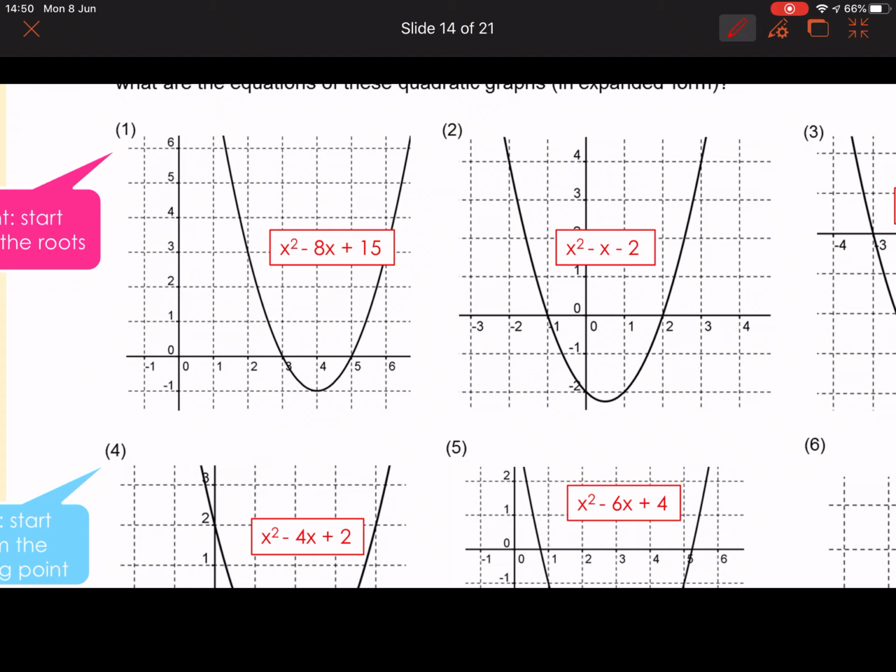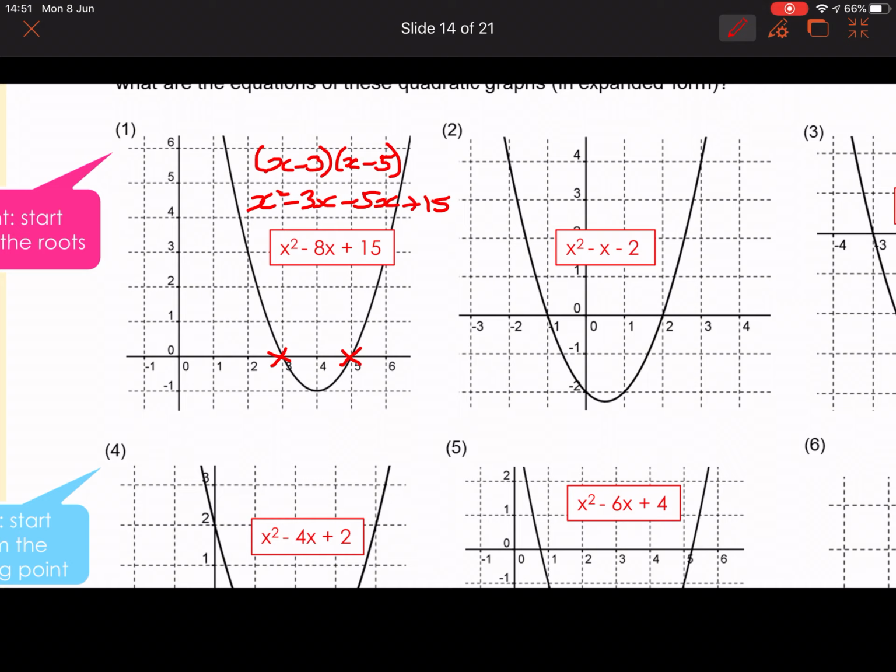So here, we've been given very clearly on this graph the roots. So we've got a root there and a root there. Now if our roots were +3 and +5, that means our brackets must have been x minus 3 and x minus 5. So I'm working backwards and finding out what those root brackets would have been. Expand that, you get x squared minus 3x minus 5x plus 15, which when you simplify it, you get x squared minus 8x plus 15.